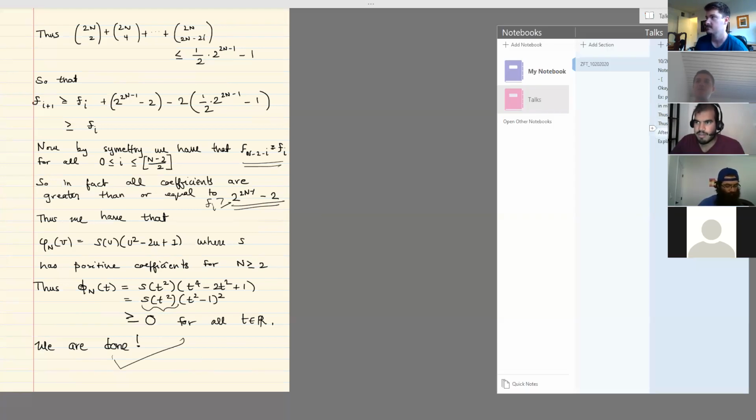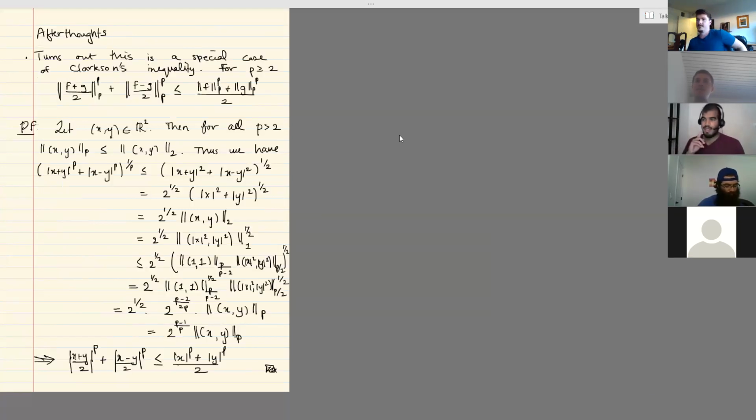Okay, so now afterthoughts. It turns out that this was actually just a thing called Clarkson's inequality, and it's actually true for any p greater than or equal to 2. And yeah, the way you prove it is the following. Man, this is so tricky. So first, you let this vector be in R squared.